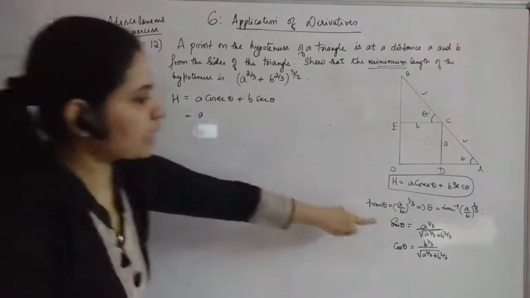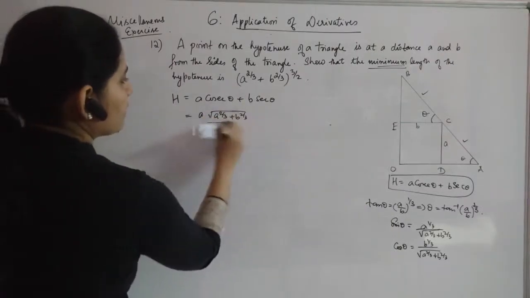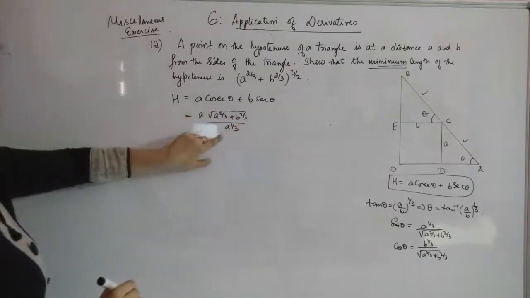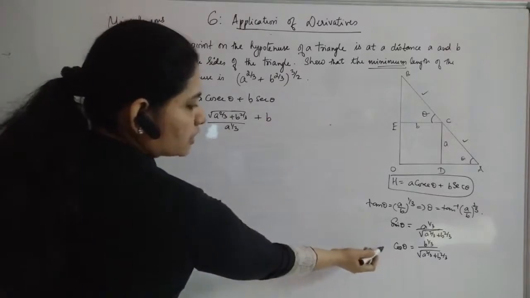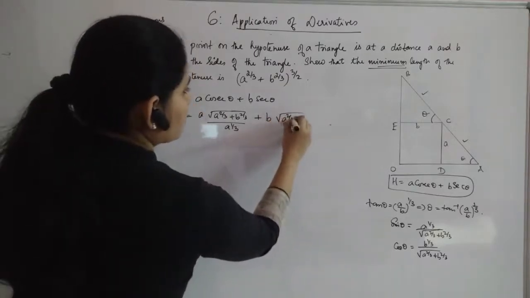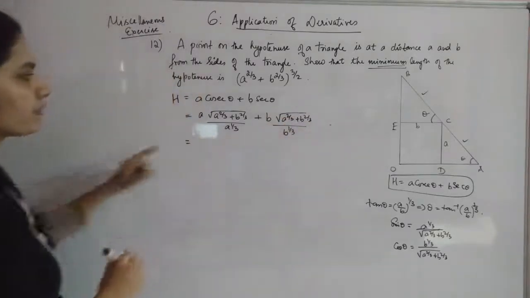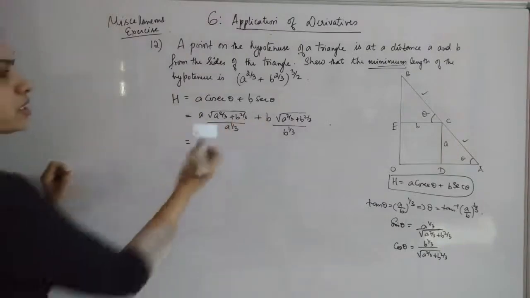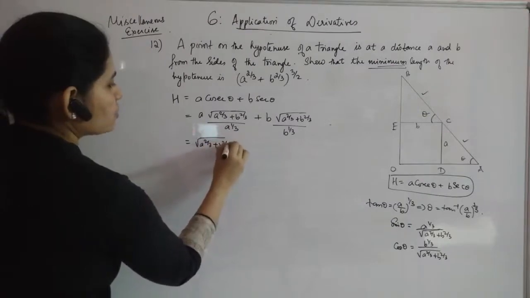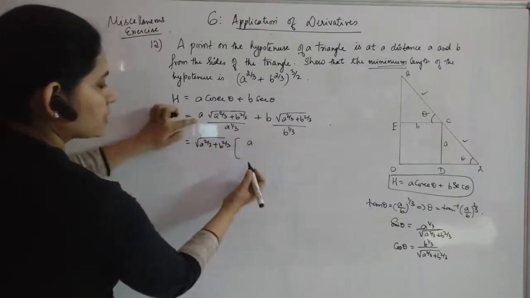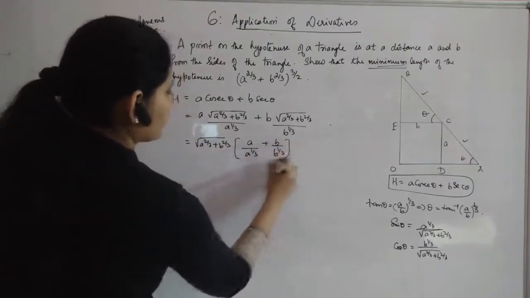So you will get it to be like root of A raised to 2 by 3 plus B raised to 2 by 3, by A raised to 1 by 3 for your cosec value, plus B sec theta, which is the reciprocal of this one. So you will get again root of A raised to 2 by 3 plus B raised to 2 by 3 divided by B raised to 1 by 3. Okay. Now from these two you can take out this root part: root of A raised to 2 by 3 plus B raised to 2 by 3 into what is left in the first part, A by A raised to 1 by 3 plus B by B raised to 1 by 3.